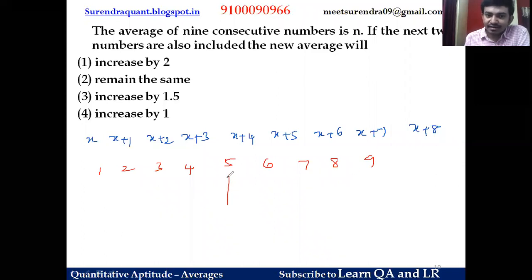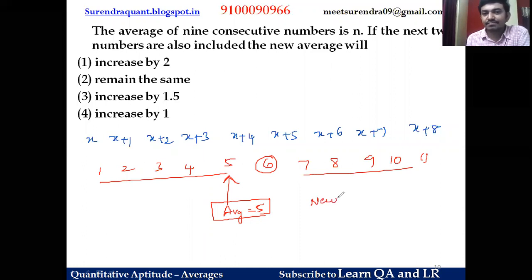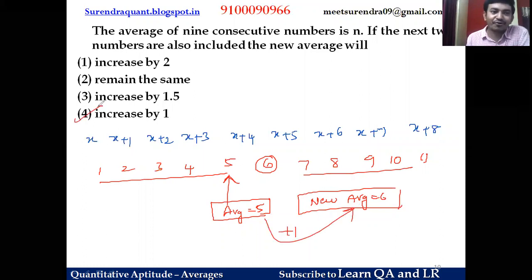So what is the average? The middle term. So here the average is 5. If the next 2 numbers are added, I can add 10 and 11 as well. What is the new average? What is the middle term? The middle term is 6, right? Leaving 5 on this side and 5 on that side, the new average is 6. So friends, if I add the next 2 numbers, the average increases by 1, right? So option 4.